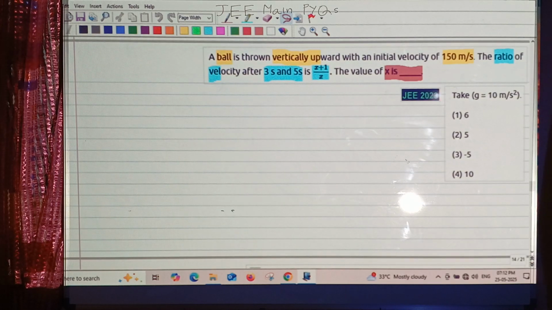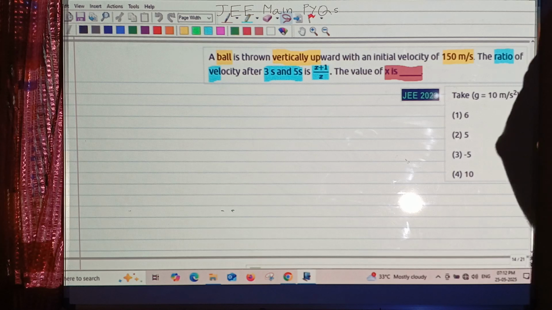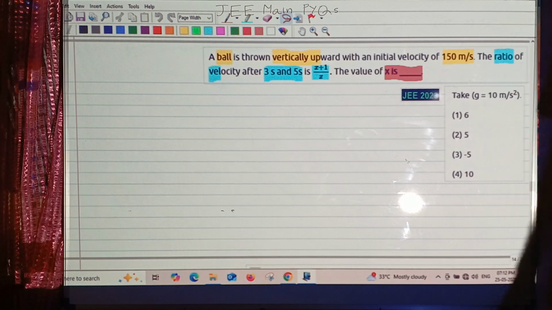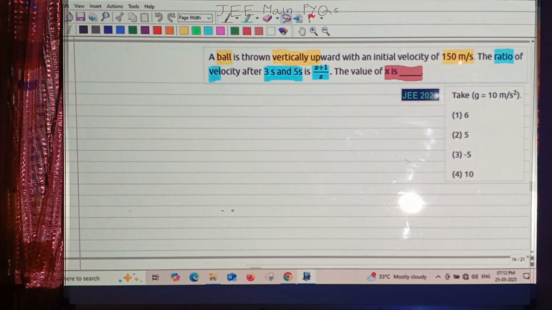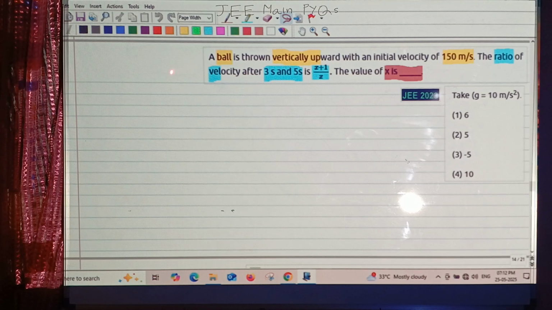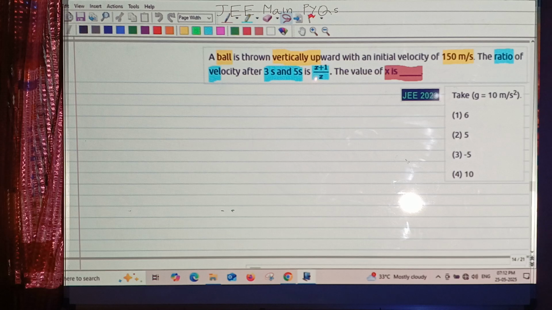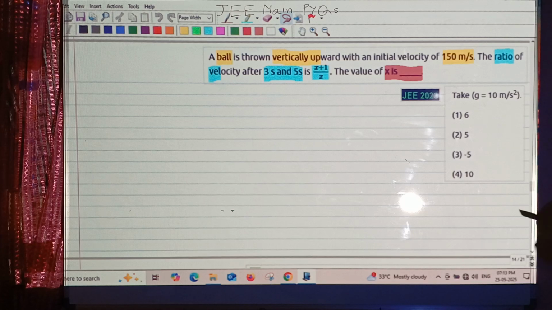This is actually a simple question. The ball is thrown vertically upwards with an initial velocity of 150 meter per second. The ratio of the velocity after 3 seconds and 5 seconds is x plus 1 by x. The value of x is. You can pause and attempt this question.